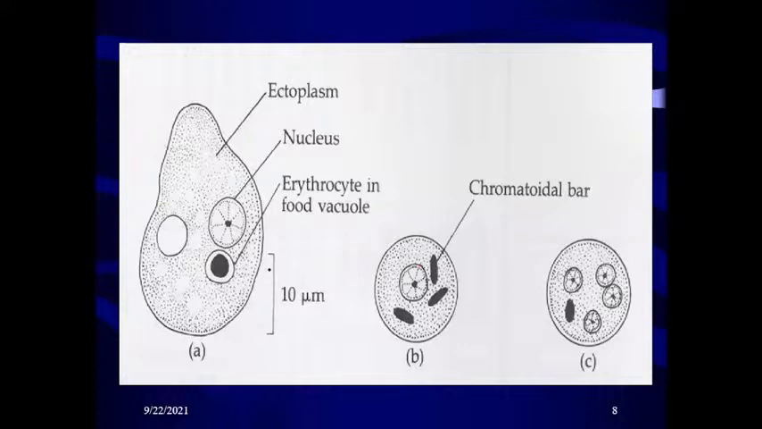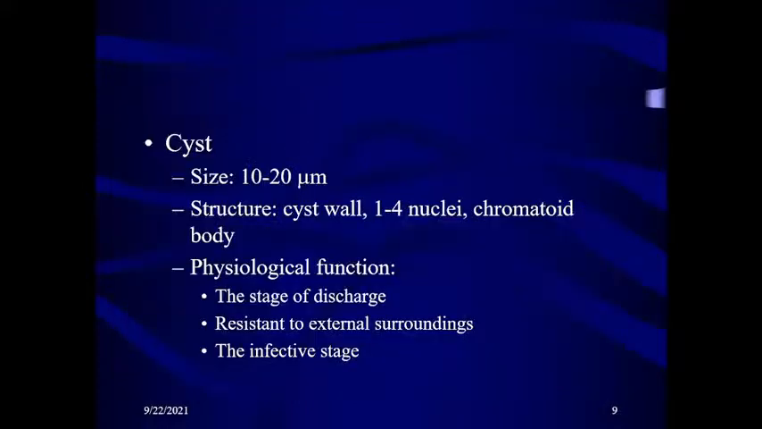And you can see the size using this grid that we have. Here you have them. They also have chromatin. The nucleus could be up to 4. Now, there is a cyst form, apart from the trophozoite form. The trophozoite is the infectious type. The cyst is 10 to 20 micrometers. The structure has a wall and 1 to 4 nuclei with chromatoid bodies.